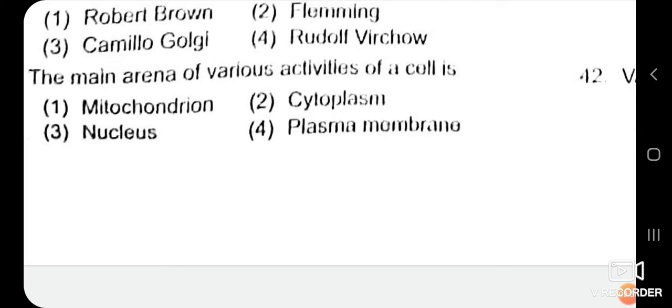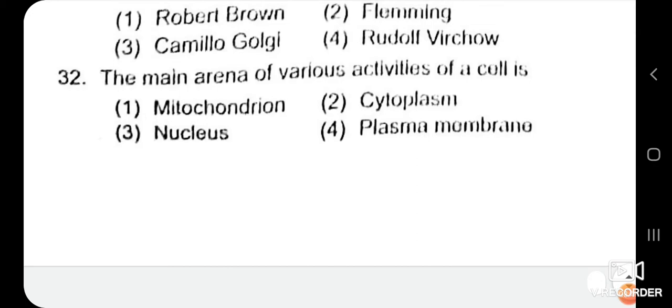Plasma membrane is the outermost membrane in animals, while it is present outer to the cell wall in fungi and plants. This plasma membrane has various types of functions, but it is not the area of the various activities of the cell. But if you see the cytoplasm of a eukaryotic cell, you can observe that various activities of the cell are carried out in the cytoplasm with the help of different cell organelles. So it is the main area of the activities of the cell. So the correct answer of the 32nd MCQ is the cytoplasm.